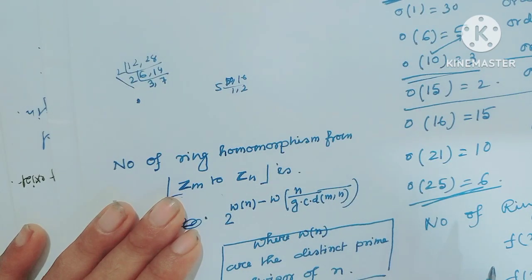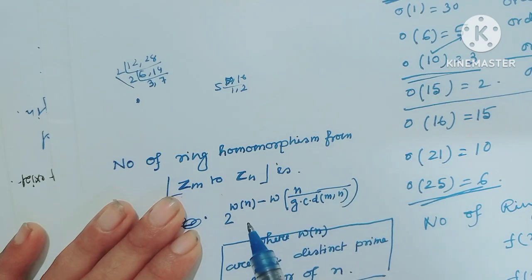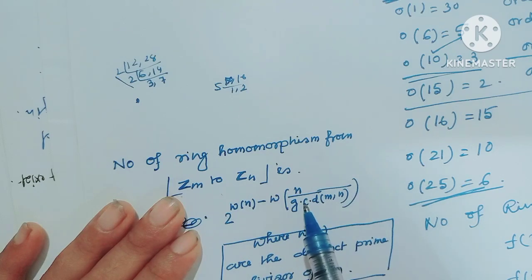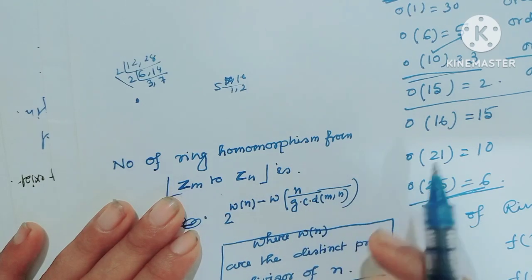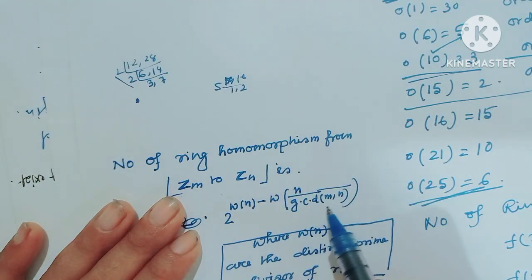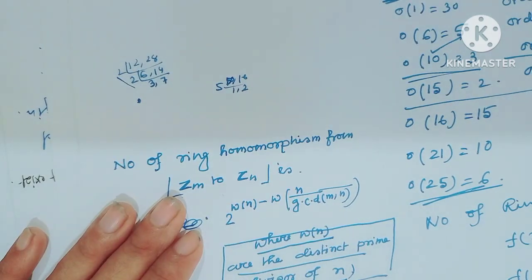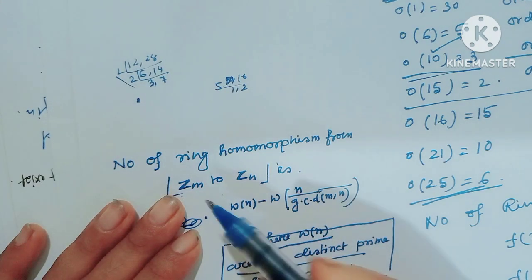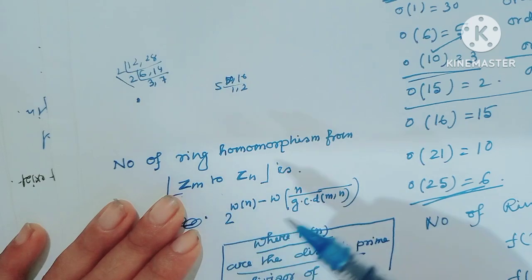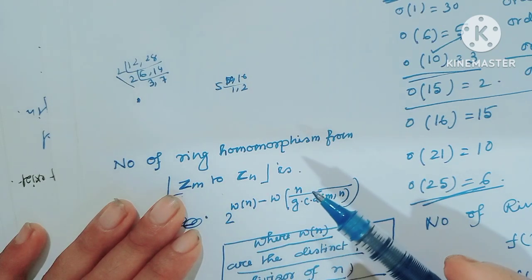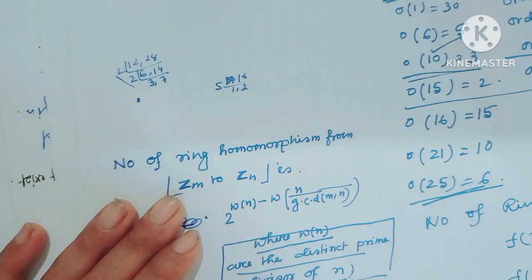The actual shortcut formula for the number of ring homomorphisms from Zn to Zm is 2 to the power of omega of n minus omega of n divided by GCD of m, n, where omega n is the number of distinct prime divisors of n. This is actually a shortcut rule. Here it does not matter whether n divides m or m divides n.